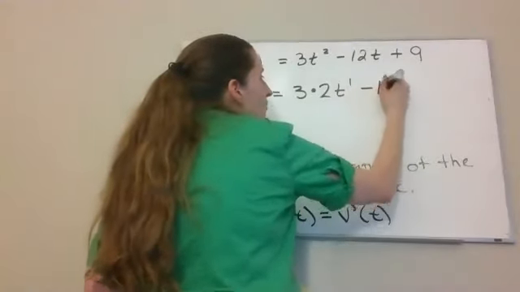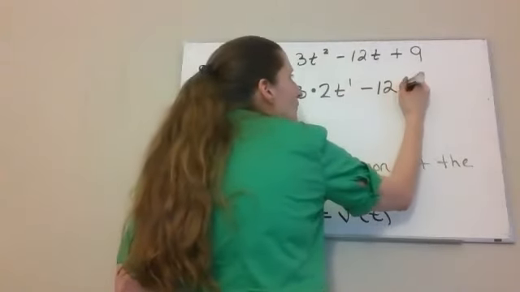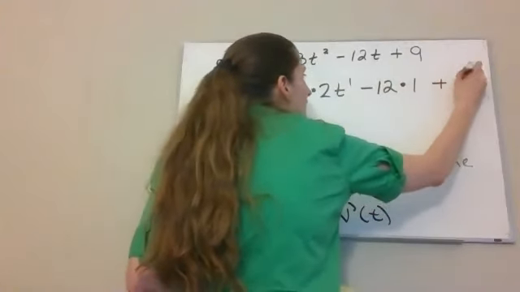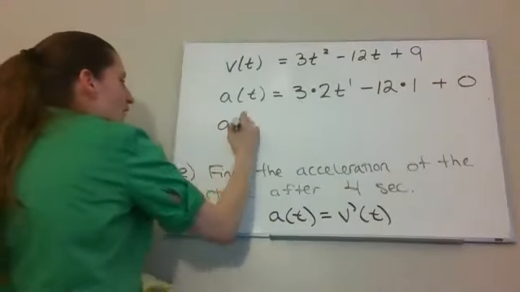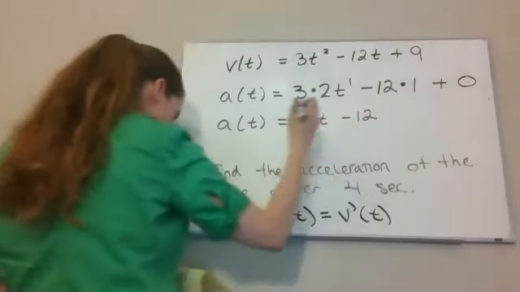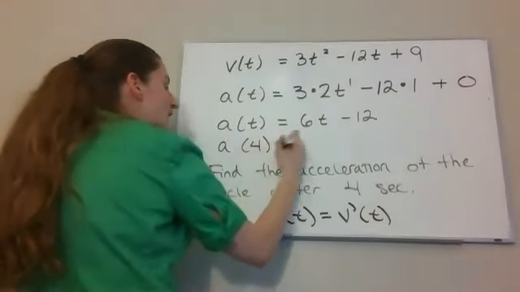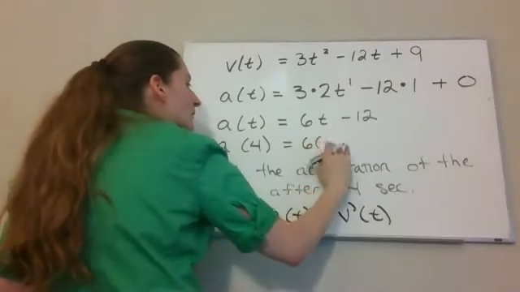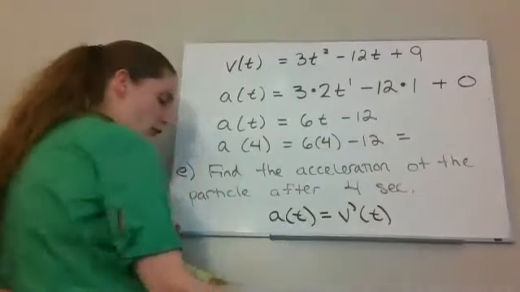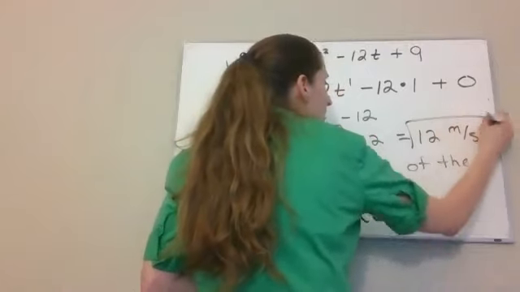Then using my constant multiple rule, I have my minus 12 staying. The derivative of t is 1. And then the derivative of 9 is 0. Simplifying this, my acceleration is equal to 6t minus 12. And so my acceleration after 4 seconds is 6 times 4 minus 12. That's 24 minus 12, which is 12 meters per second squared.